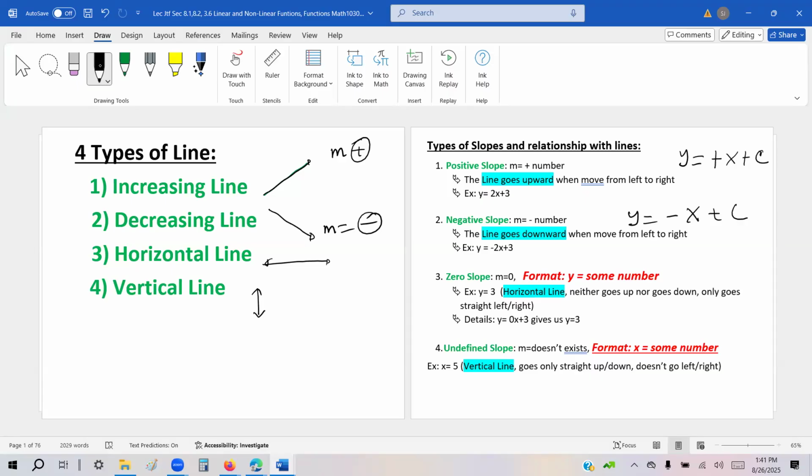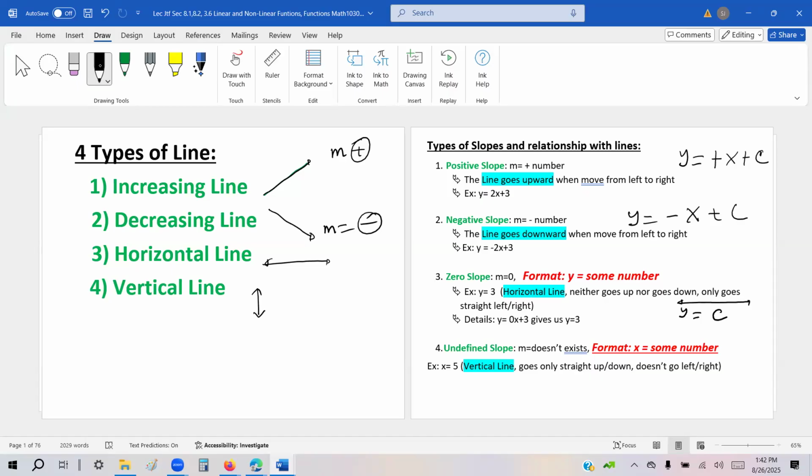Besides these 2 lines, the other 2 lines don't have 2 variables. They have only 1 variable. For a horizontal line, we have only the y value. Y equals some type of number. It could be a positive number, could be a negative number, could be 0. Y equals a number gives the horizontal line. And since you're not going up or down, you're going straight on a flat surface, so your slope is 0. So a horizontal line has slope 0, an increasing line has positive slope, a decreasing line has negative slope.